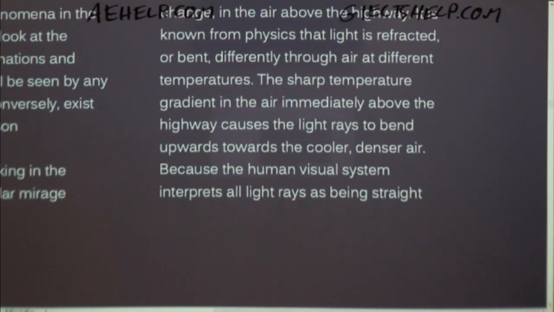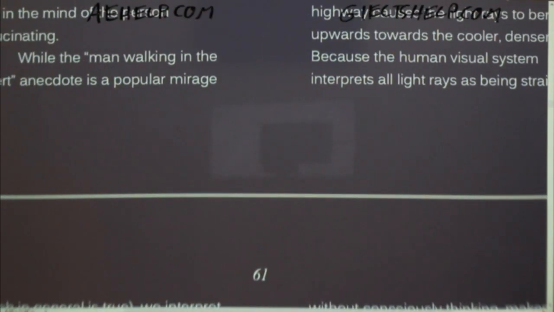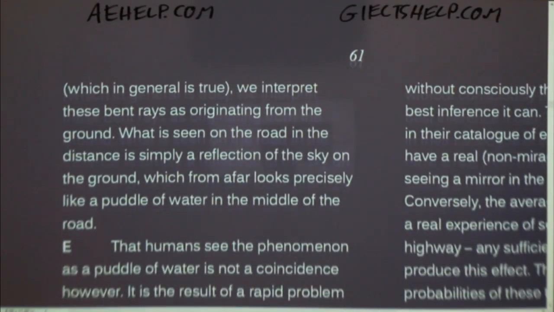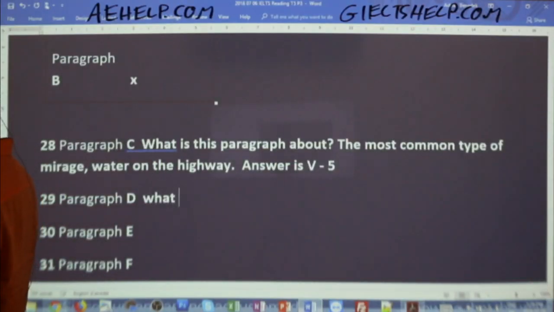The sharp temperature gradient in the air immediately above the highway causes the light rays to bend upwards toward the cooler, denser air. Because the human visual system interprets all light rays as being straight, which in general is true, we interpret these bent rays as originating from the ground. What is seen on the ground in the distance is simply a reflection of the sky on the ground, which from afar looks precisely like a puddle of water in the middle of the road. And rolling with the punches, we ask, what is paragraph D about?